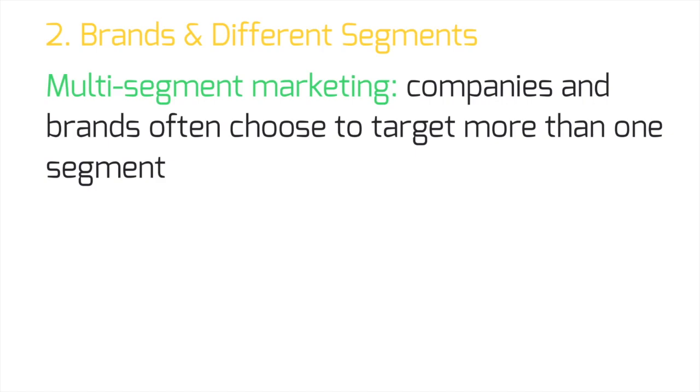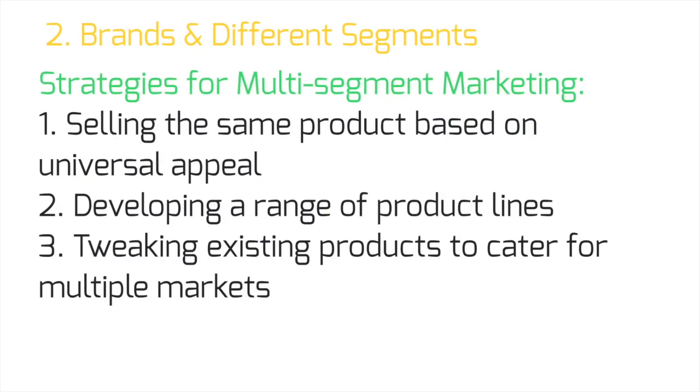So due to increasing globalization, what many companies have done is that they have chosen to market their products to multiple segments. And so they choose to target more than one segment. So there are multiple strategies for multi-segment marketing. The first is to sell the same product based on universal appeal. Universal appeal basically means that it's a product that people from various countries or regions, from various incomes, or any other factors still want and still want to buy.